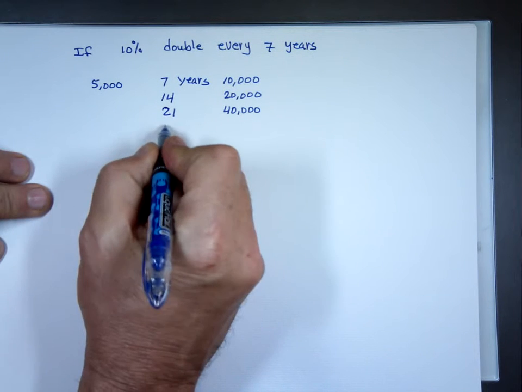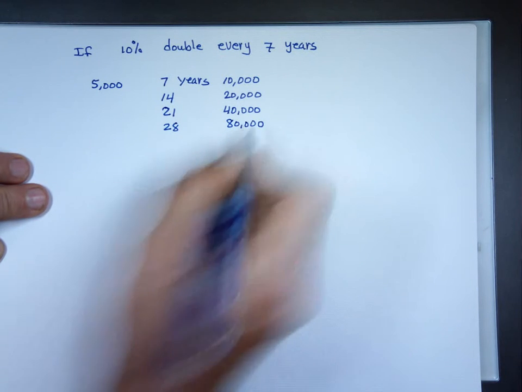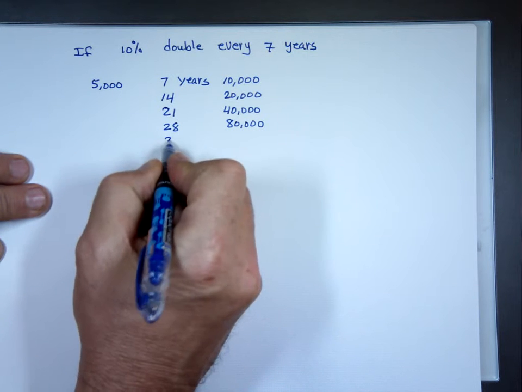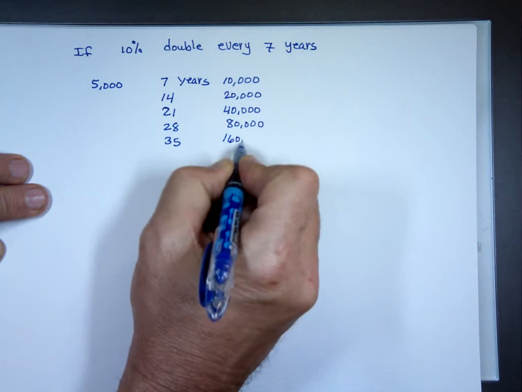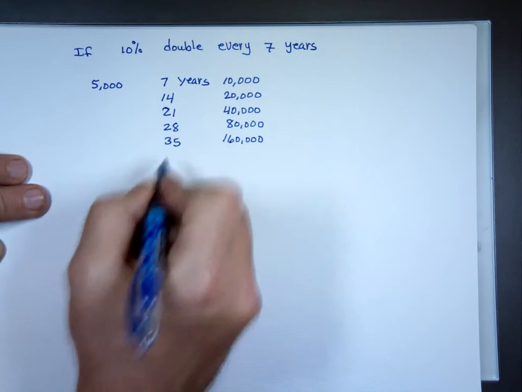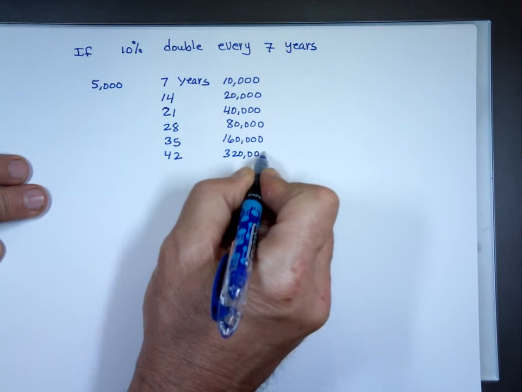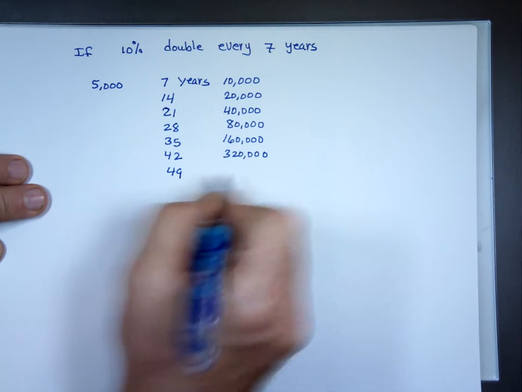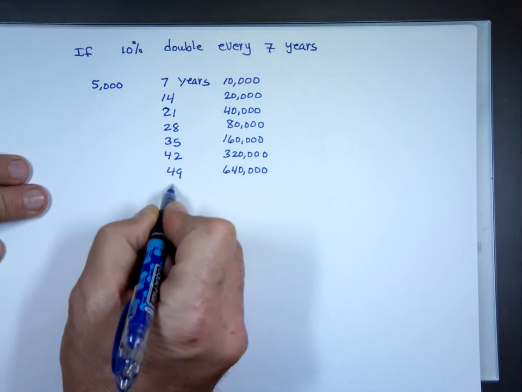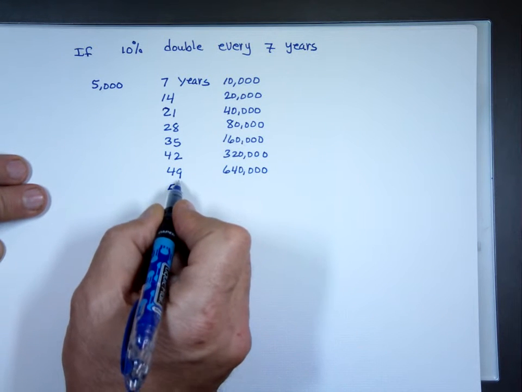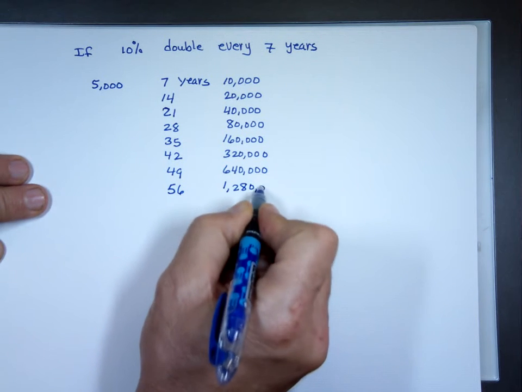At age 28, double that number, 80,000. At age 35, you have what? 160,000. It starts to look better now. At age 42, 320,000. We're going to make you a millionaire, Ricardo. At age 49, you have what? 640,000. At age 56, you have 1,280,000. And you had a plan to retire around 62, you know?